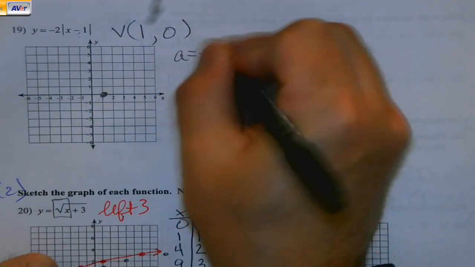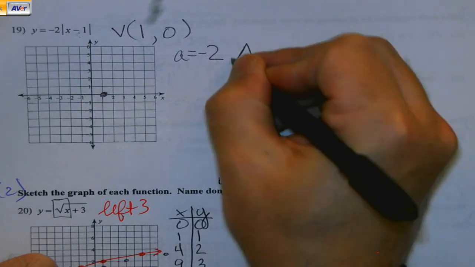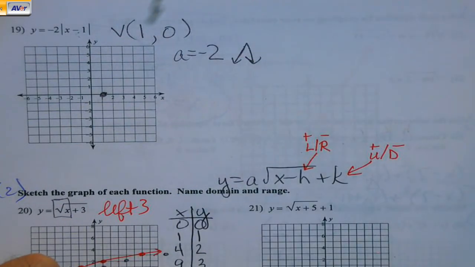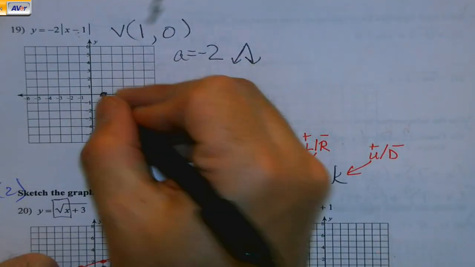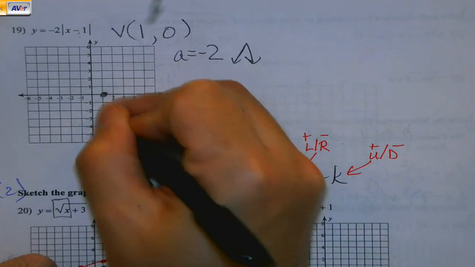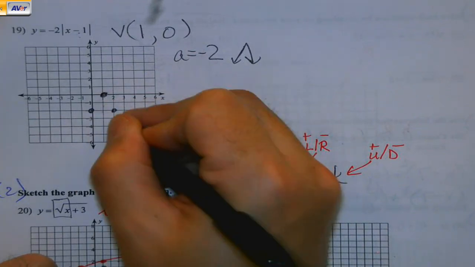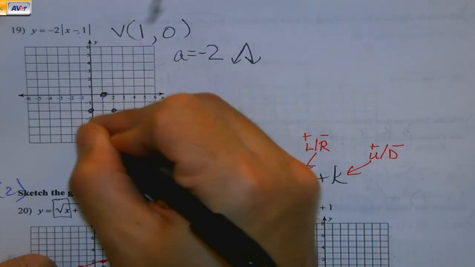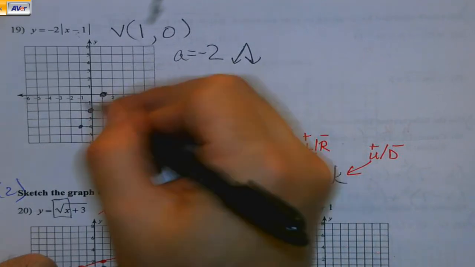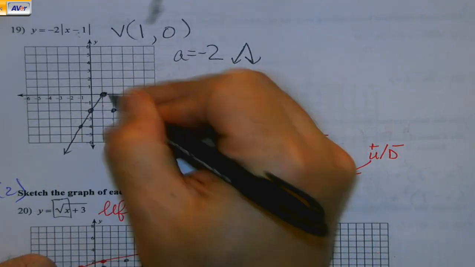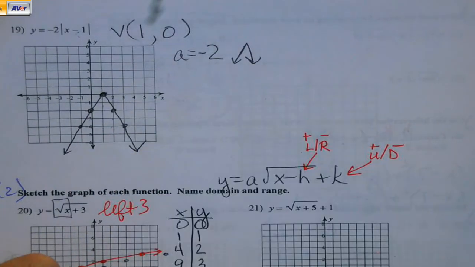My a value is -2. The negative tells me that my v is going to open downward. So down 2 and over 1 each direction. I got room. I think I'm going to make one more set of dots. Get that set.